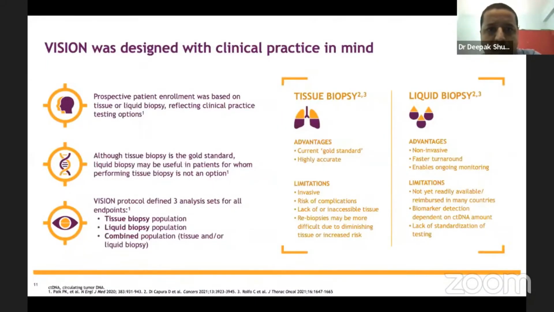And the trial was designed keeping clinical practice in mind, because we know that often doing a tissue biopsy is not feasible in all patients with lung cancer, where tissue is always an issue. So liquid biopsy was enrolled as a treatment plan. The VISION protocol had 3 analysis sets for all endpoints: tissue biopsy population, liquid biopsy population, and combined population, including both tissue and/or liquid biopsy.